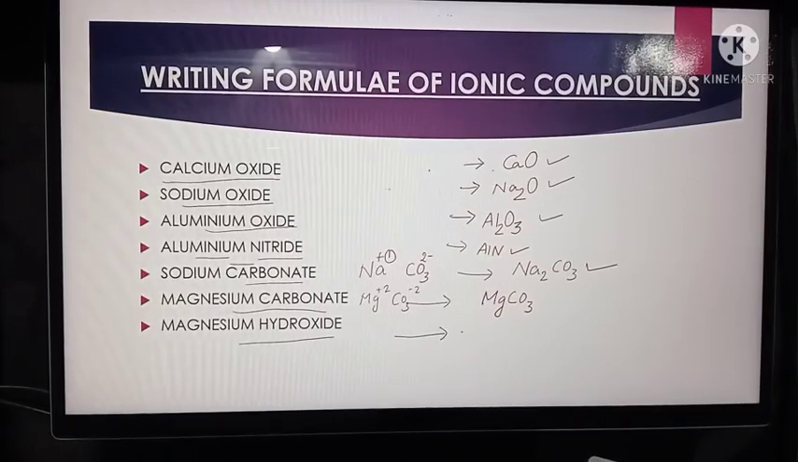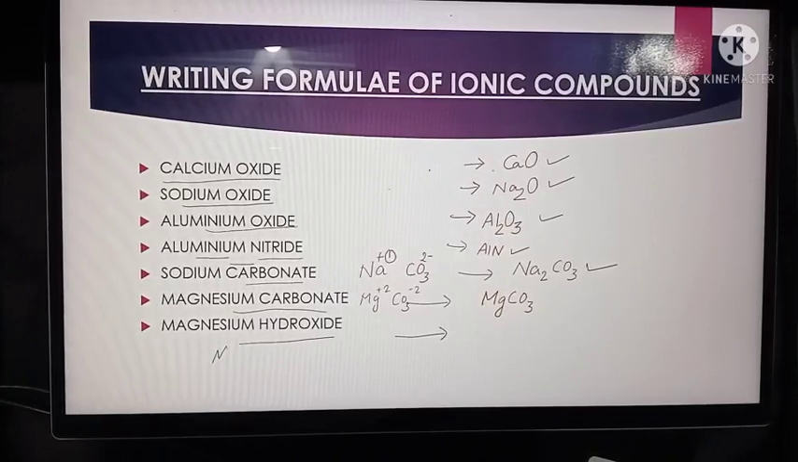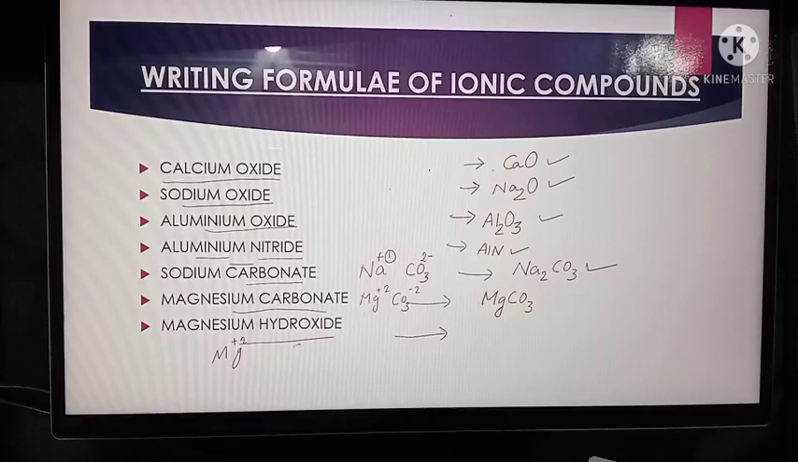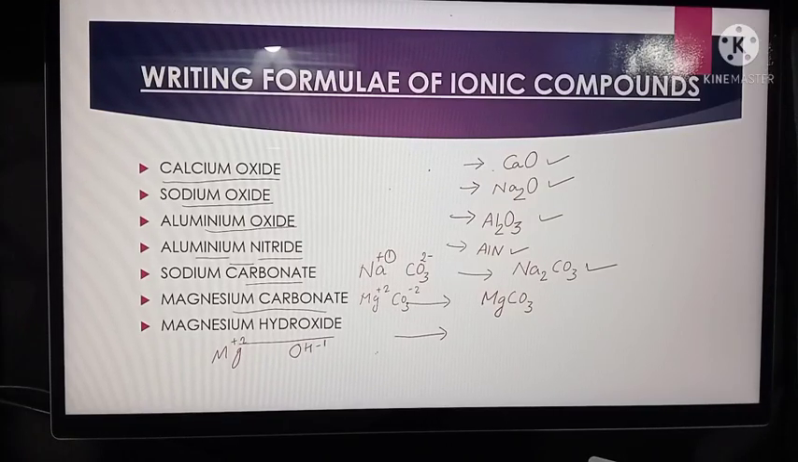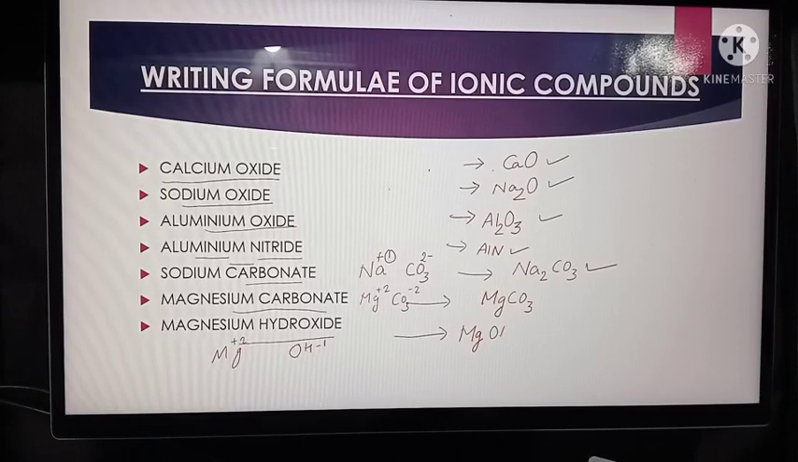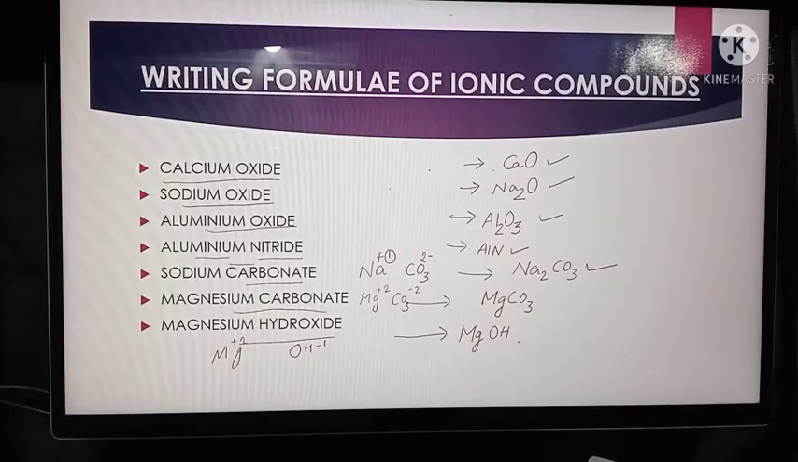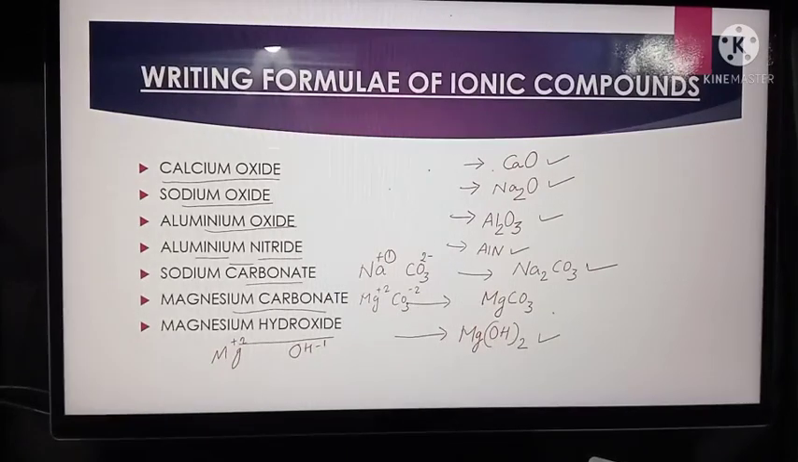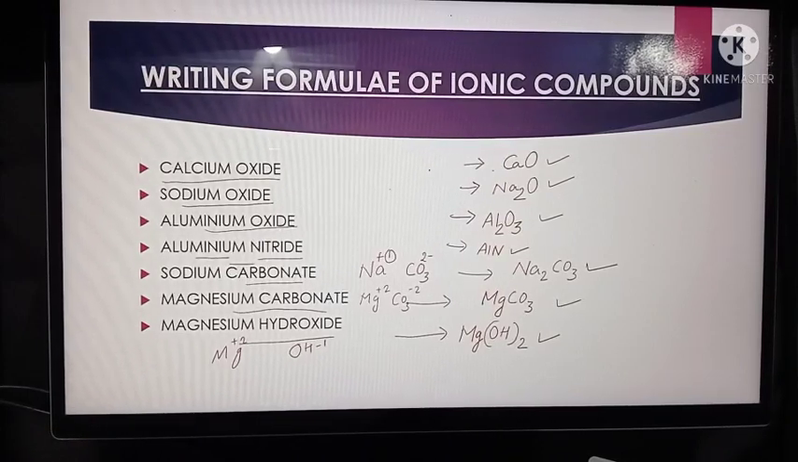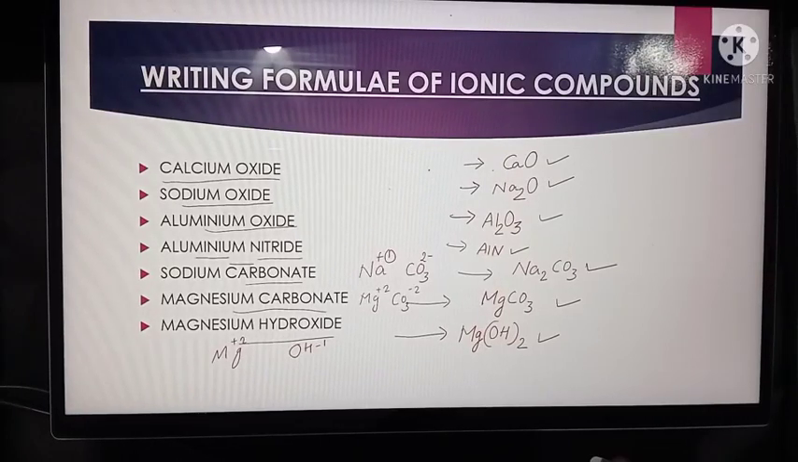Magnesium hydroxide. Here you have to think that magnesium is +2 and hydroxide is OH, which is -1. When we write Mg, it is not required to write 1. Then you have to write OH. Here the number 2 will come, but keep in mind that the 2 is not only for hydrogen, it is for both oxygen and hydrogen. So you need to put a bracket and then write 2 outside. So it becomes Mg(OH)2. In this way we can write down the formulae of some ionic compounds. So this is a method.